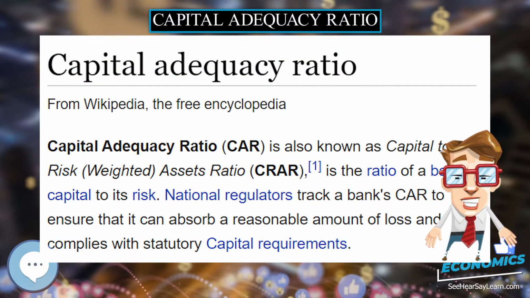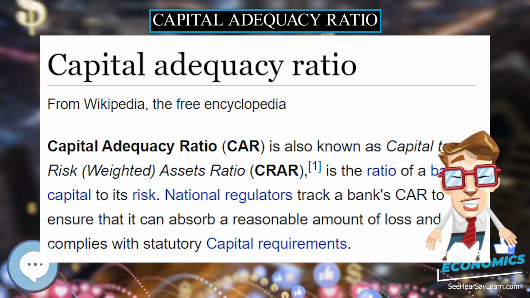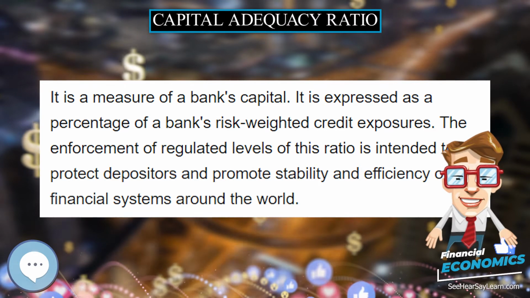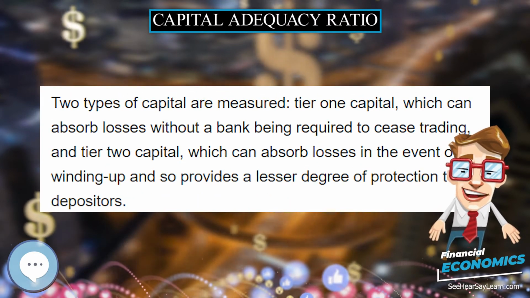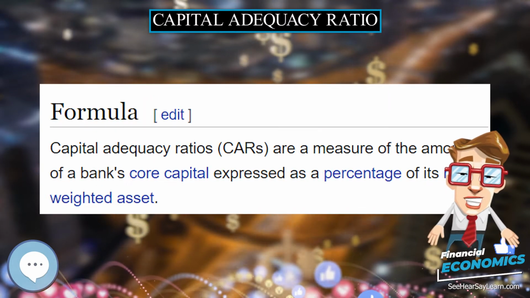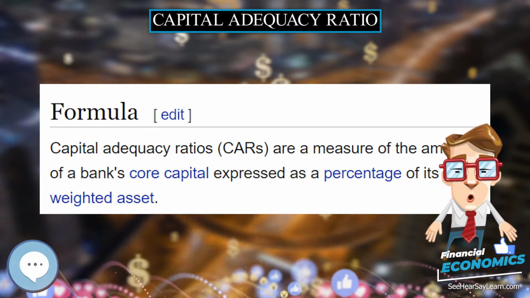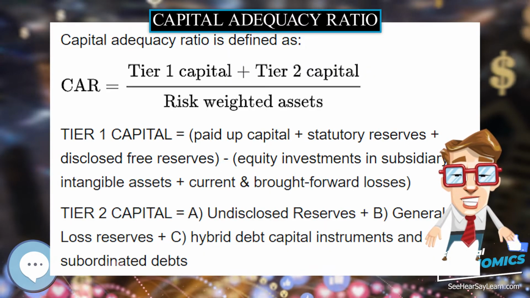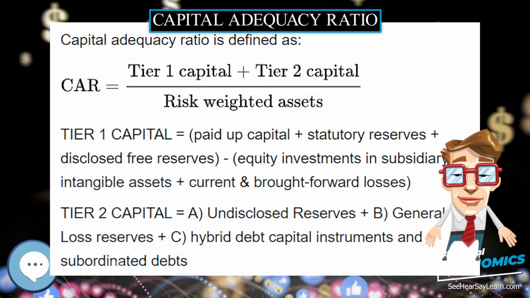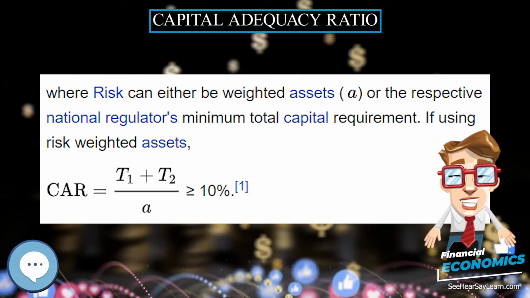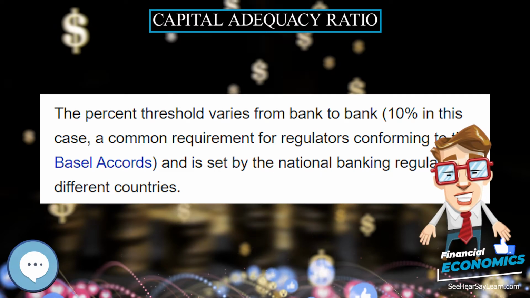Capital Adequacy Ratio. Capital Adequacy Ratio, CAR, also known as Capital to Risk Weighted Assets Ratio, CRAR, is the ratio of a bank's capital to its risk. National regulators track a bank's CAR to ensure that it can absorb a reasonable amount of loss and complies with statutory capital requirements. It is a measure of a bank's capital. It is expressed as a percentage of a bank's risk-weighted credit exposures.